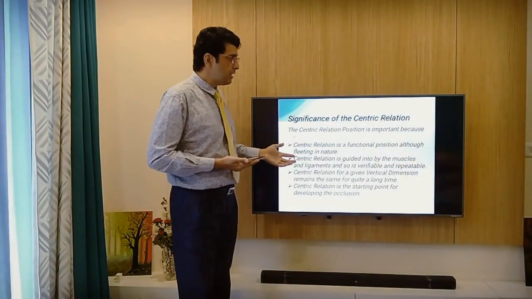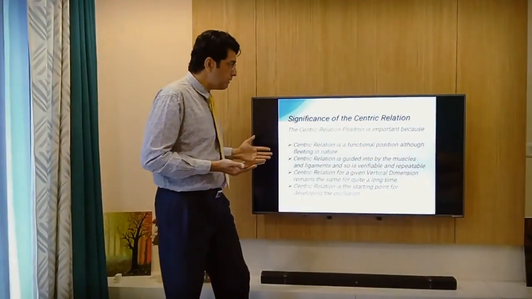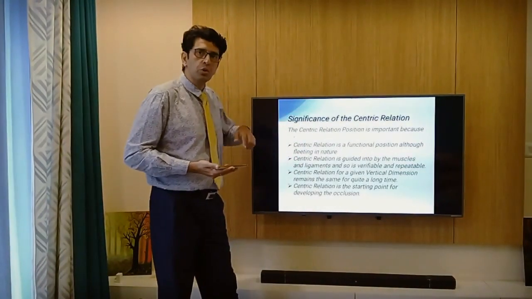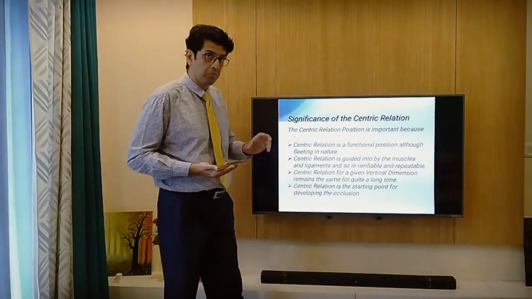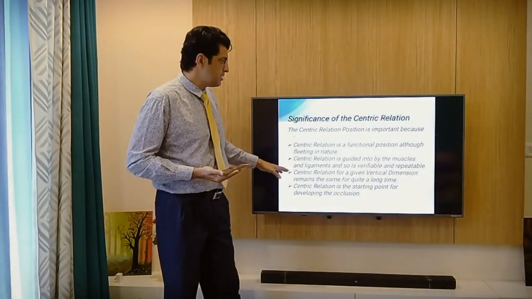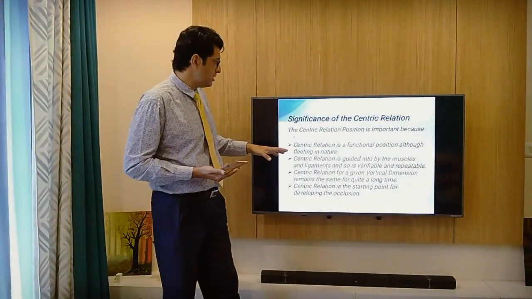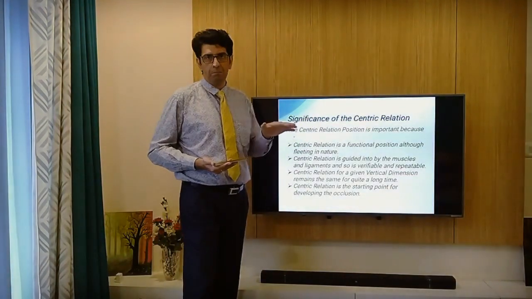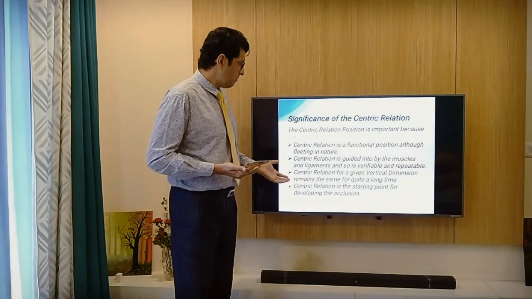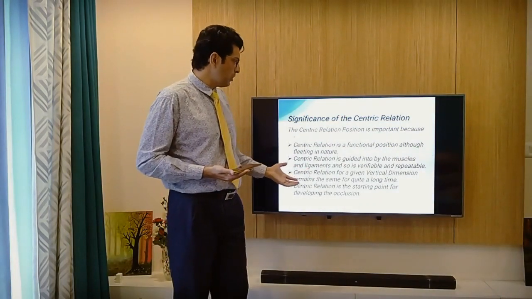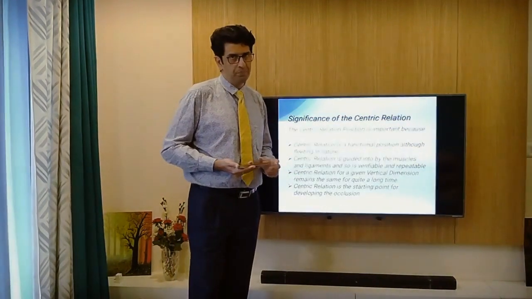Okay. The centric relation, because the bone-to-bone relation is guided by the muscles and the ligaments, so the patient can verify and repeat it even if he has lost the proprioception of the periodontal ligaments. The centric relation for any given vertical dimension remains the same for a long time. Okay, so that's very important, very interesting. And finally, centric relation is a starting point for developing any occlusion.